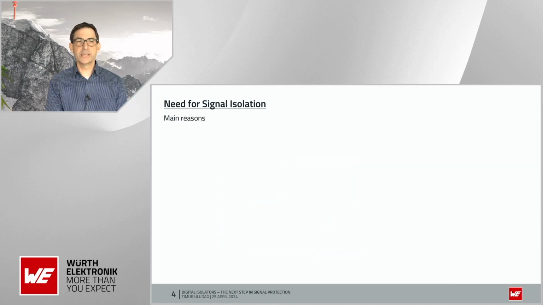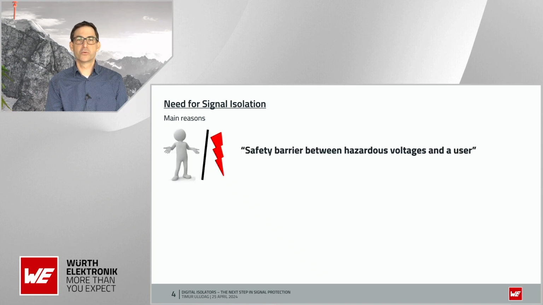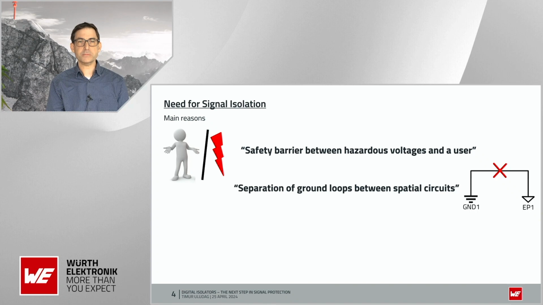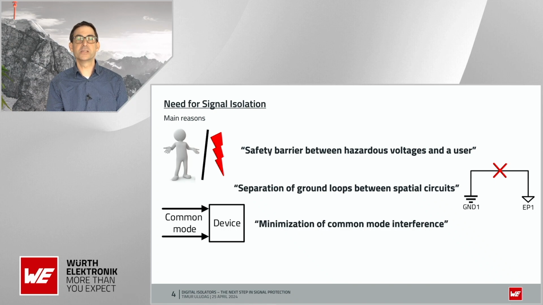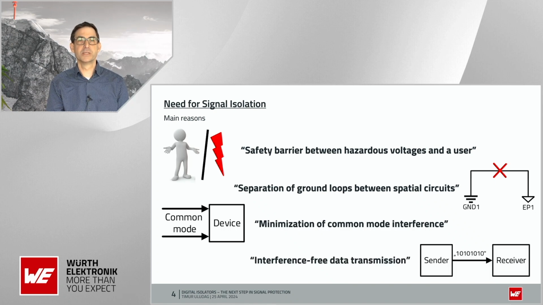So if we now summarize all the phenomena we have from the example application, we can see that first, we need the isolation for a safety barrier between hazardous voltages and the user. Second, separation of ground loops between spatial circuits. Third, minimization of common mode interference. And fourth, interference-free data transmission.